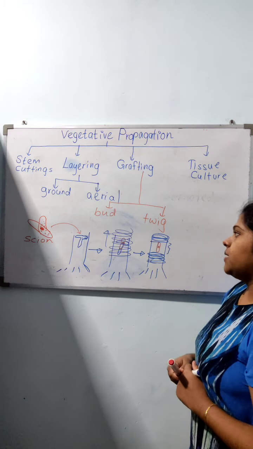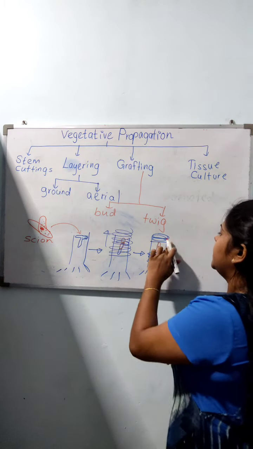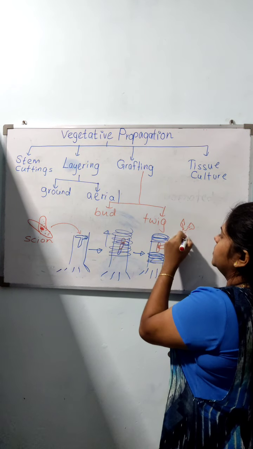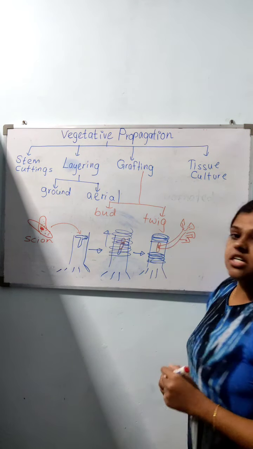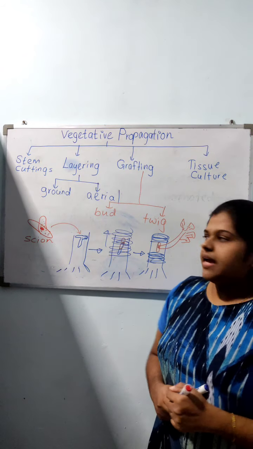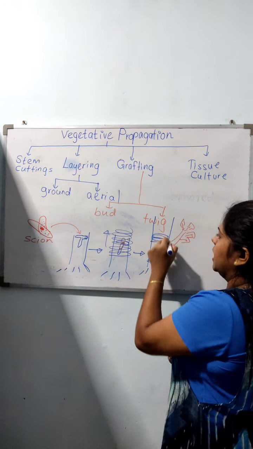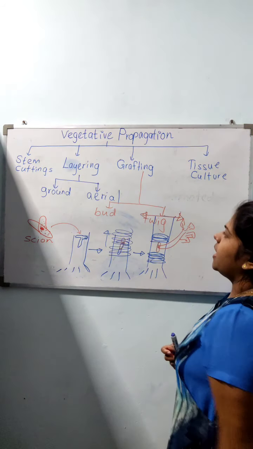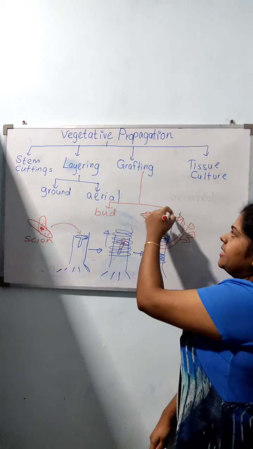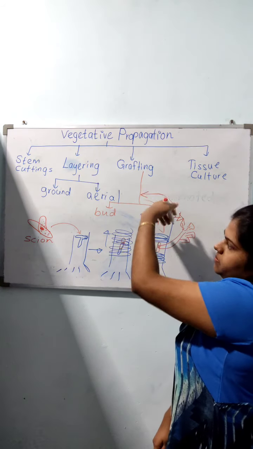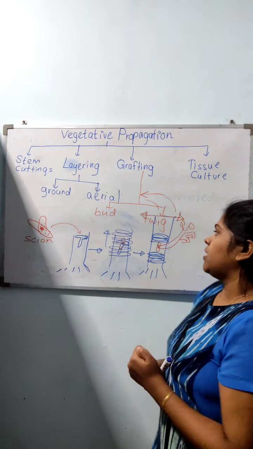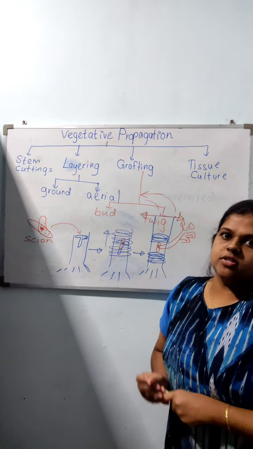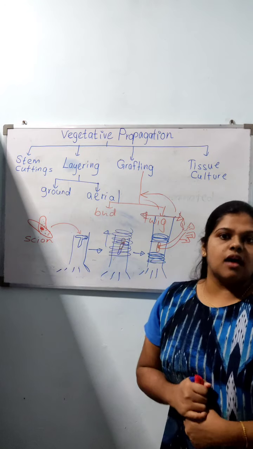Then after about a week, you can see a new branch has emerged from this place. Then you can cut this plant at about 15 centimeters, and the top part of this stalk is removed, and you can get a new plant this way. So this is the procedure we follow in bud grafting.